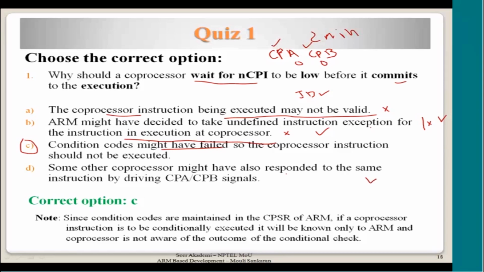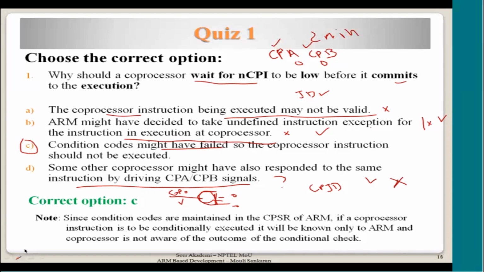Can this be a valid option? Some other coprocessor might have also responded to the same instruction by driving CPA, CPB low. Is it true? I told you that coprocessor IDs are unique. If another coprocessor is also driving the signal, even ARM may not know that because it's an AND gate. If two or three coprocessors are driving CPA and CPB as 0, it will not even know. Is that possible? It should not be. In a system, you cannot have coprocessors with the same ID. So that is why only this is the correct answer.